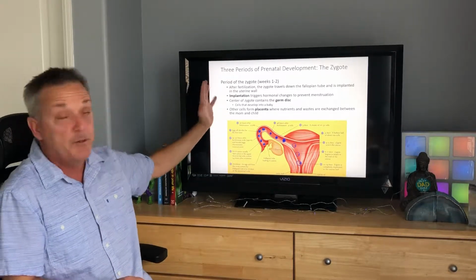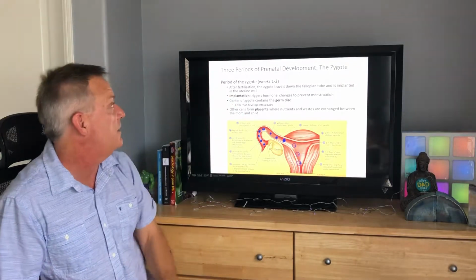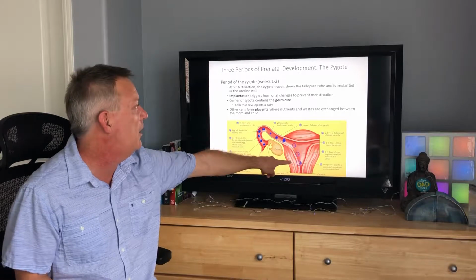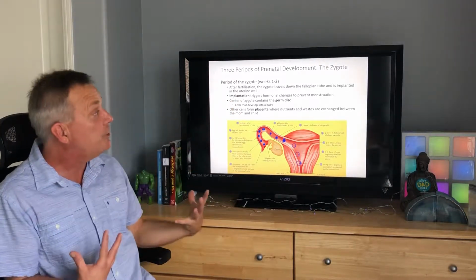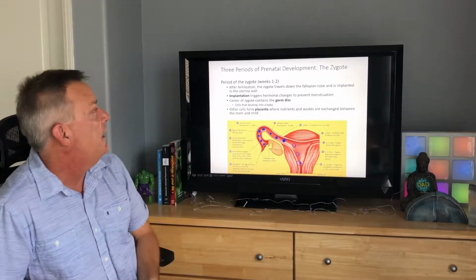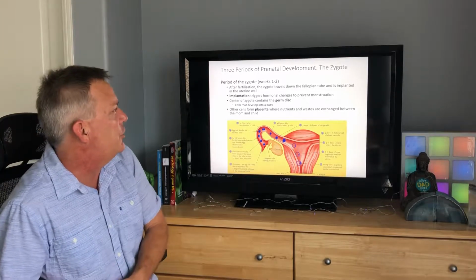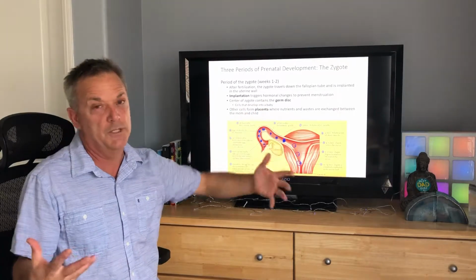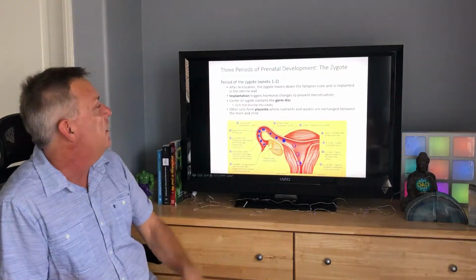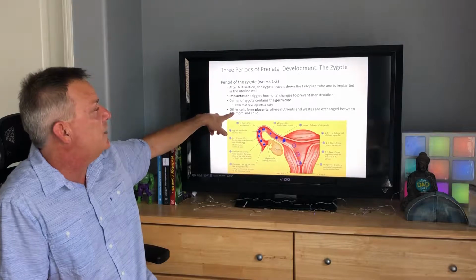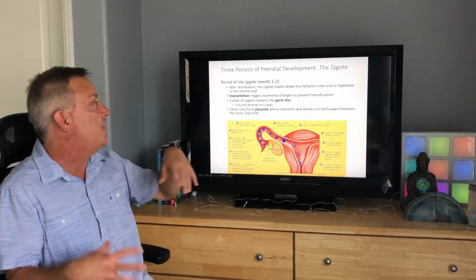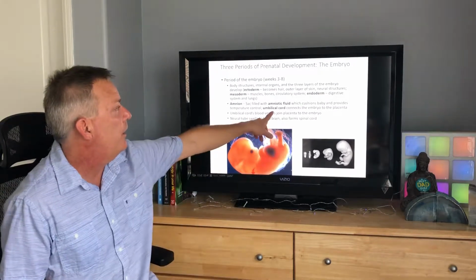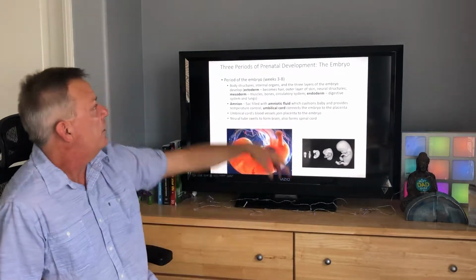The period of the zygote, from conception to 2 weeks after fertilization: the zygote travels down the fallopian tubes and implants in the uterine wall. Implantation triggers hormonal changes to prevent menstruation in the mom. The center of the zygote contains the germ disc, and those are the cells that develop into the baby. So we were once a germ? What? That's a little weird. But anyway, other cells form the placenta, where the nutrients and waste are exchanged between the mom and the child. And it's exchanged through the umbilical cord.